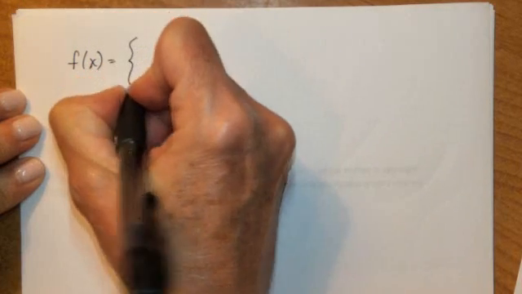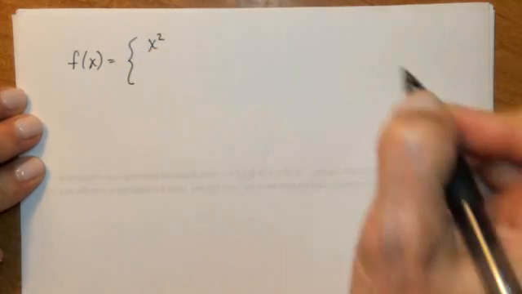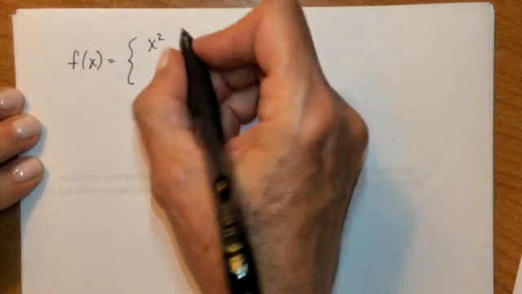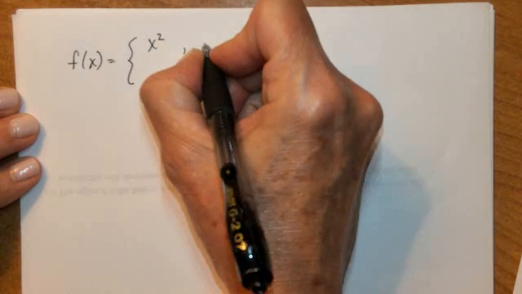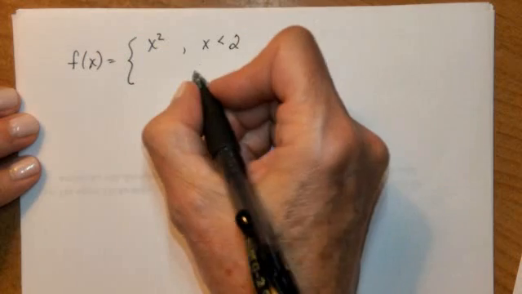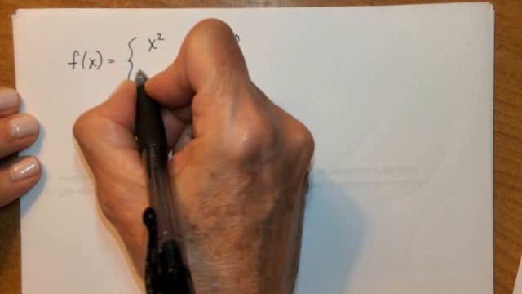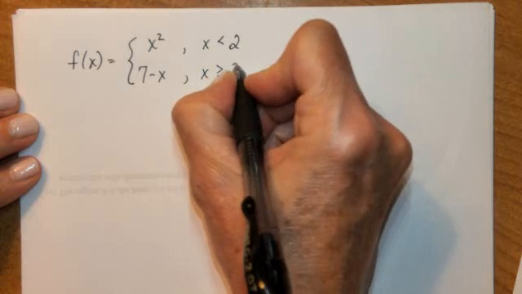What if we had another kind of interesting function that you have seen in the past. Let's say that we have a little piecewise function. Let's keep our x squared. I'm kind of liking that. And let's say that f of x is equal to x squared if x is less than 2. And then let's make this maybe 7 minus x if x is greater than or equal to 2.